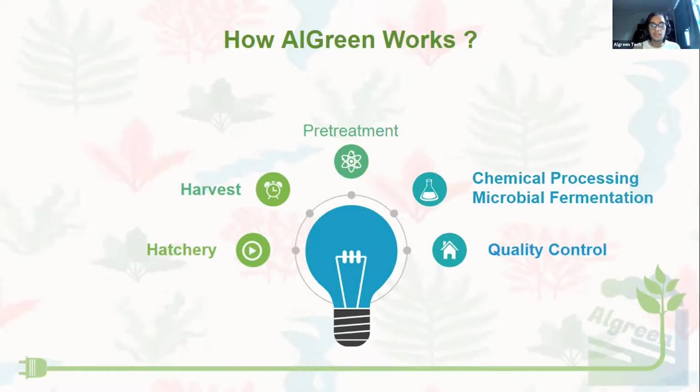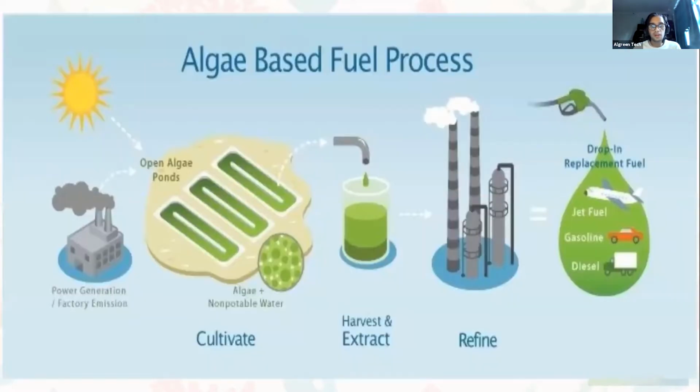Pre-treatment and chemical processing will ensure that our algae can be converted to triacylglycerol. Triacylglycerol is a form of oil that we need to convert to different kinds of biofuel, such as bioethanol, natural gas, or biodiesel. So this is a simple diagram of how the process will work: cultivation, harvesting, refining, and then finally you have the fuel production through different methods such as transesterification or anaerobic fermentation.